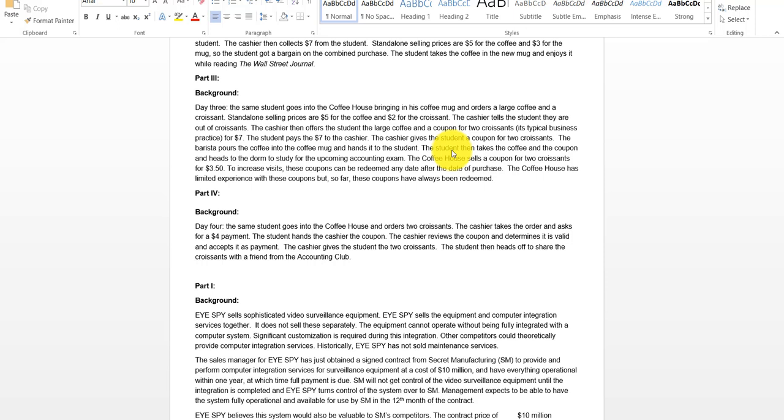So the first one I want to talk about is this part 3 of the coffee house, where the student receives a coupon for 2 croissants because they're out of croissants, and for $7. So he's getting a discount, because down here we see that the coupon for 2 croissants is usually $3.50. It's not exactly $4 because it's $2 per croissant usually, but some coupons will not be redeemed.